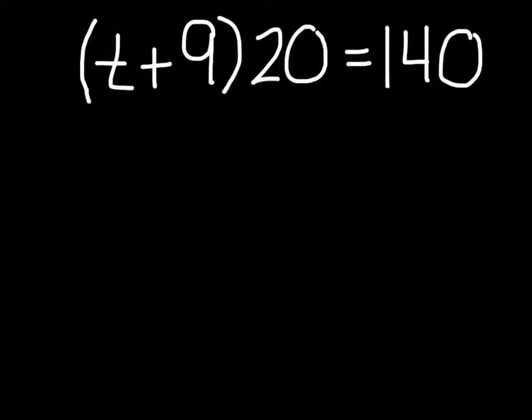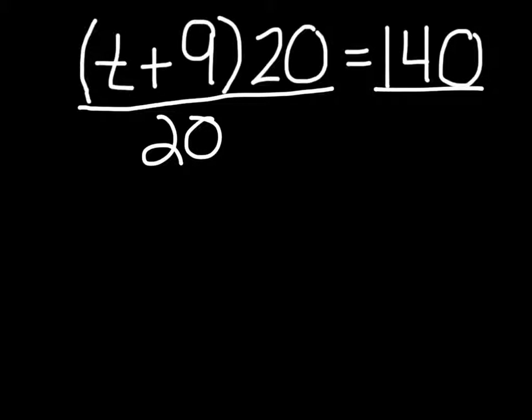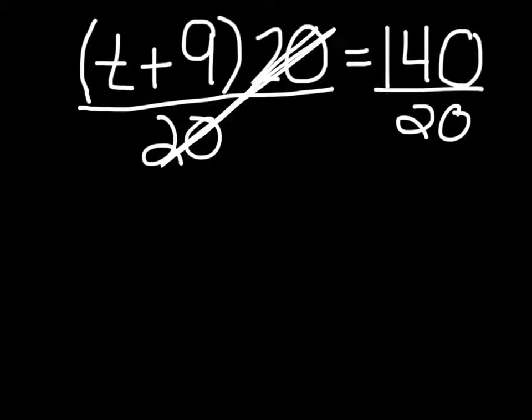So what am I going to do first? Even though it's written in a different order, what am I going to do first? Leah? I'm going to divide. And what am I going to divide by? 20. So divide both sides by 20. What happens to these? Bring it down. They cancel. And then I bring down, like Alexa was saying, my t plus 9.